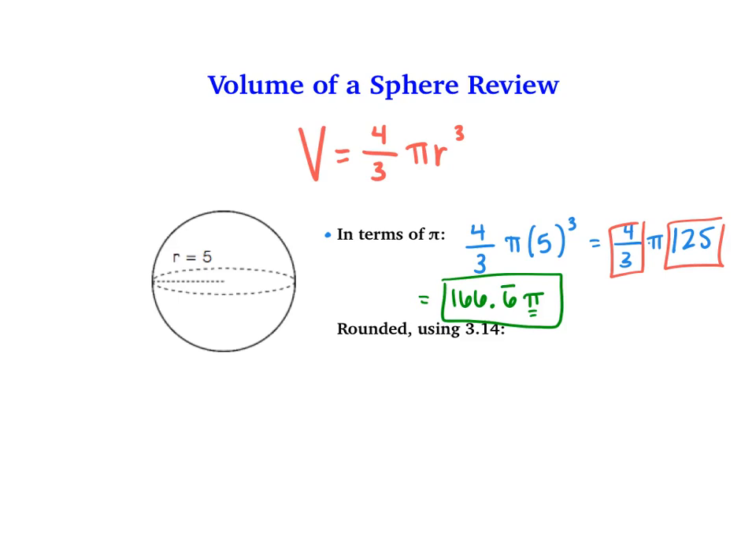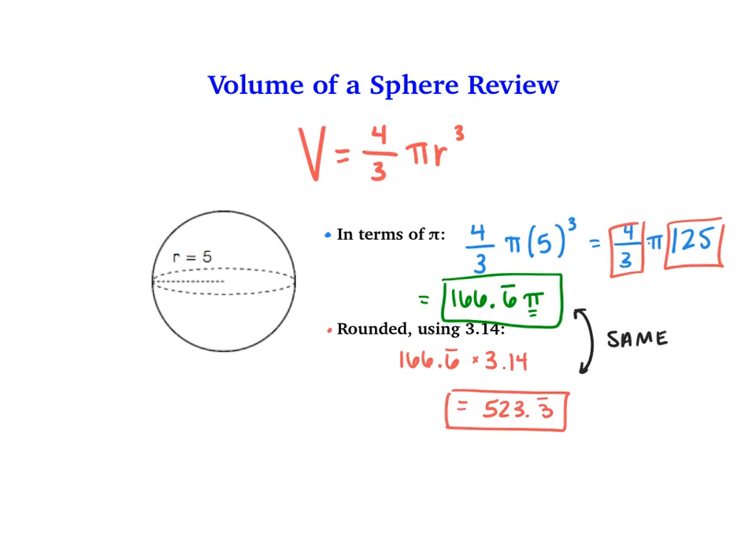So when I go to actually round it, which is what you did yesterday, I would take that answer that I got and actually do times 3.14 in my calculator. So when I do that, I get 523.3 repeating. So what's important to remind you of is that these two things are the same. They're just two different ways to write it. So kind of like a decimal and a fraction. 1/2 and 0.5 are the same, they just look different.